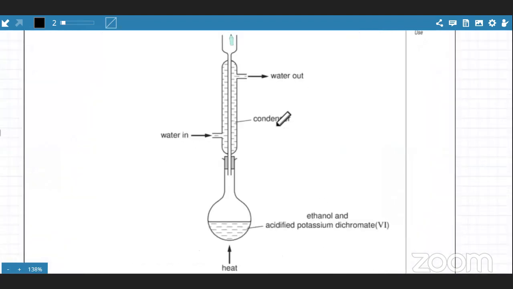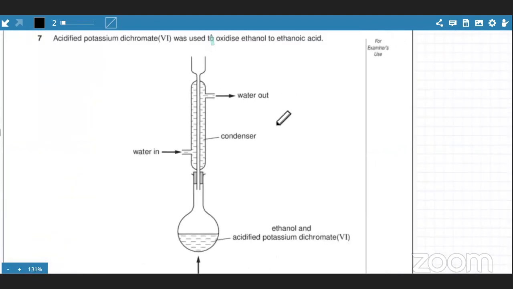Now, this apparatus is known as a reflux. Let's write that down as well. It's a very important apparatus. It's known as a reflux. Now, what you have over here, you have ethanol, which is an alcohol. This is your hand sanitizers, etc. They all contain ethanol. Now, it's a very volatile substance. Volatile means it has a low melting and boiling point, and it evaporates easily.